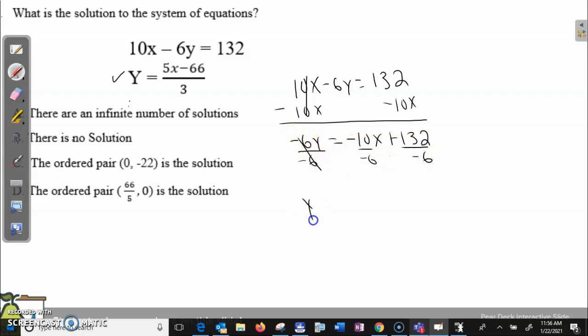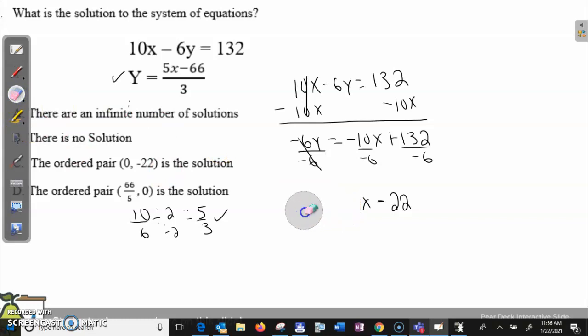This cancels. Y equals, two negatives give you a positive, 10 divided by 6. You're going to leave that right here as an improper fraction. And then a positive divided by a negative is a negative. 132 divided by 6, that is 22. Now, this improper fraction can be reduced. So 10 and 6, what number do they have in common? You're going to say 2. So both sides get divided by 2. This turns into 5 over 3. And that's where this comes into 5 over 3.